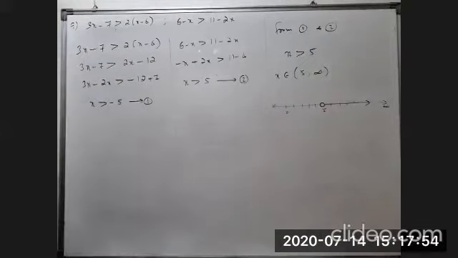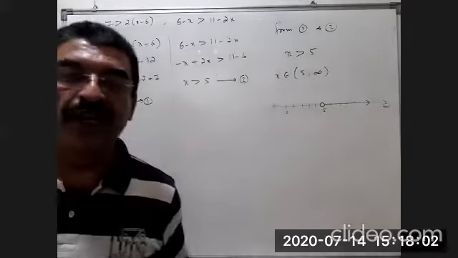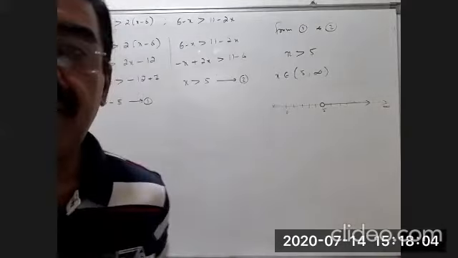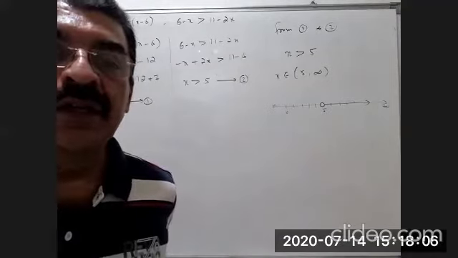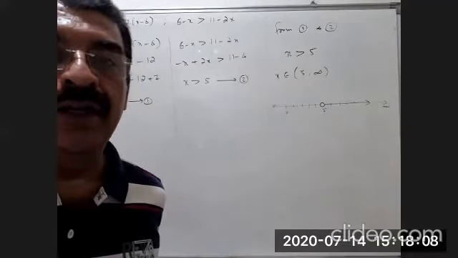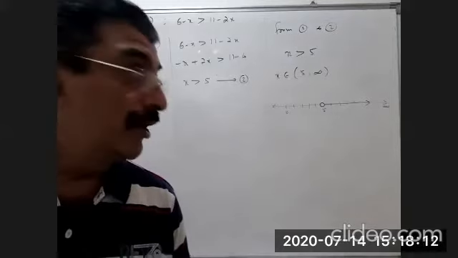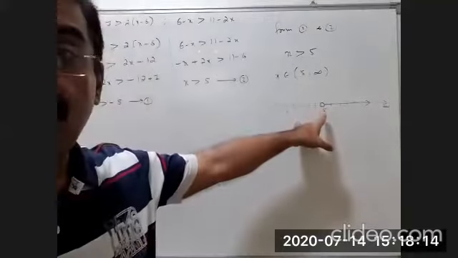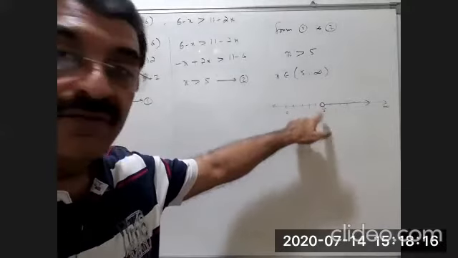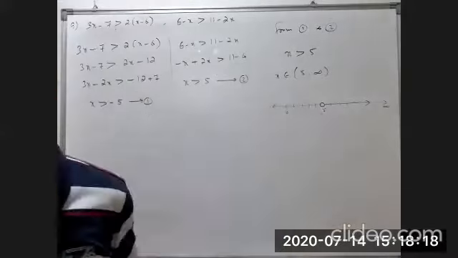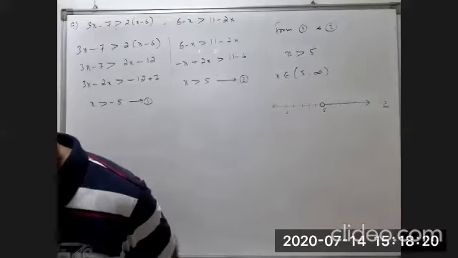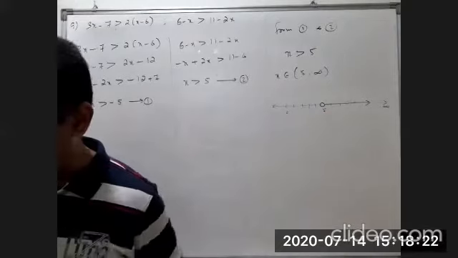Now, question number 10 is again a homework. Only difference is it is a slack inequality, less than or equal to, greater than or equal to. So on the number line, it will not be open, it will be closed. That means we will shade inside the circle also. Now coming to 11, 12, 13. 12 and 13 are interesting ones.